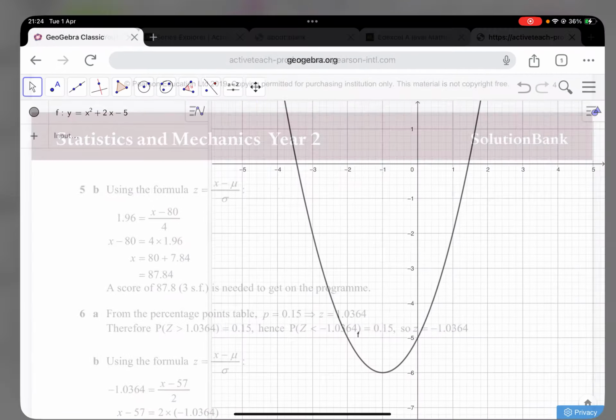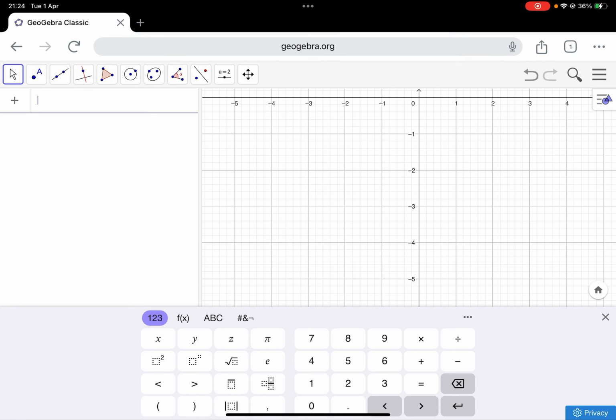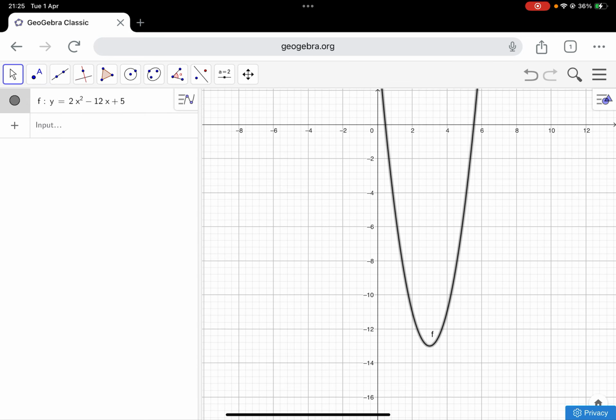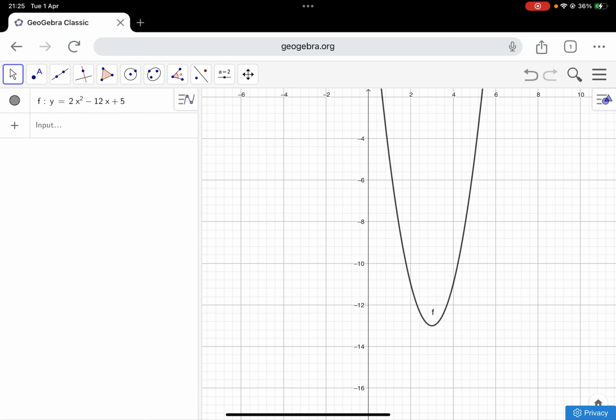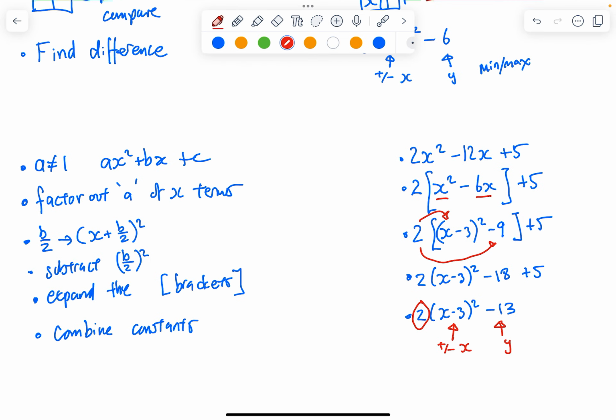And let's just double check by drawing the graph. So y equals 2x squared minus 12x plus 5, and we get our minimum point at 3, minus 13, just as we expected, 3, minus 13.